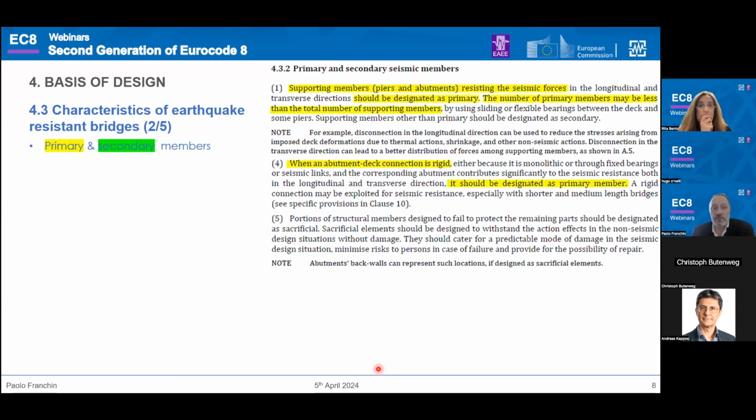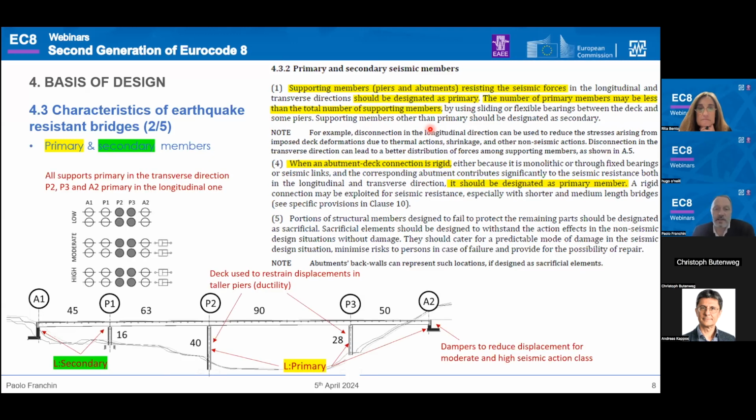The distinction between primary and secondary members is a very important one. It's already in part 1.1, so it's something that you know even from buildings and other structures. Supporting members resisting seismic forces in a given direction should be designated as primary. Now, this important sentence says that the number of primary members may be less than the total number of supporting members. This is better explained with an example.